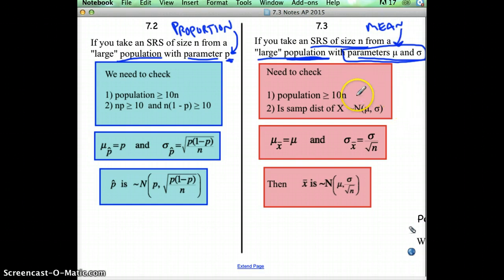Okay? We still need to check that the population is more than 10 times the sample size. That's the same. The second condition, we no longer need to check if n times p is greater than or equal to 10 or n times 1 minus p is greater than or equal to 10. We don't need to do that in this case because there's no p. It's not proportion, it's means. So what we do need to check is, is the sampling distribution approximately normal? Is the sampling distribution approximately normal with a mean and a standard deviation?